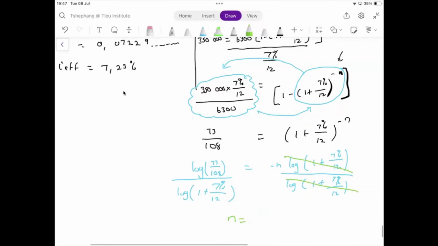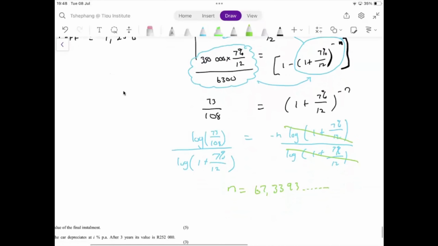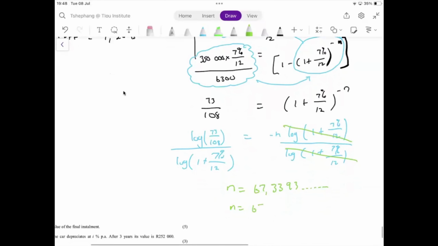So n is going to give you, if you divide away the negative, 67.3393, just like that. Which means that n is actually 67.4, because of the 9 that will have to change to a 4. And that's in months. I hope that makes sense to you guys.